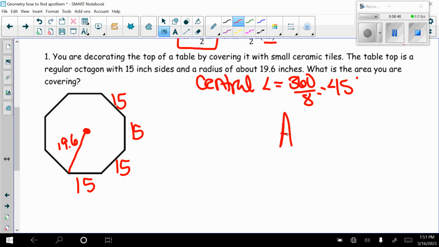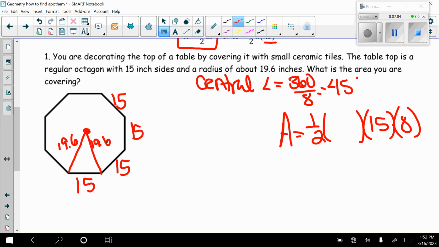I know that the area is going to equal 1/2 my apothem. I have to find my apothem times my perimeter. My perimeter is going to be 15 times 8 because there are 8 sides and each side is 15. So that apothem, if I draw this 19.6, so then I'm going to, in blue, this is my apothem right there. Okay. The central angle that we just found right here was 45 degrees all the way across.